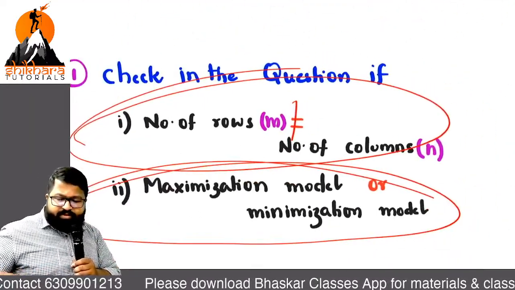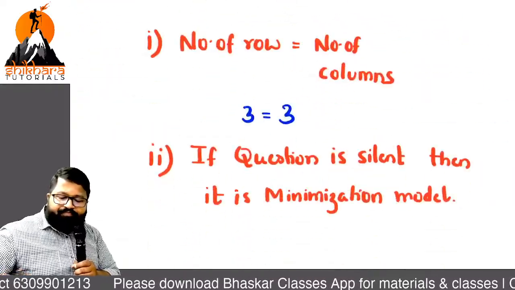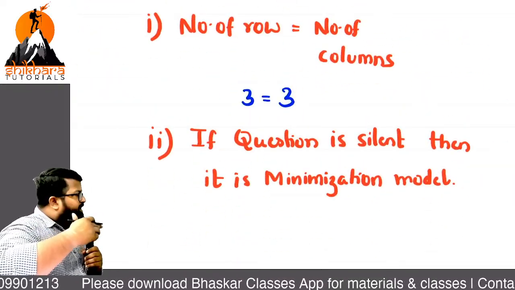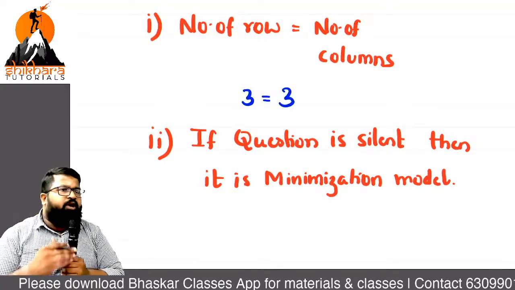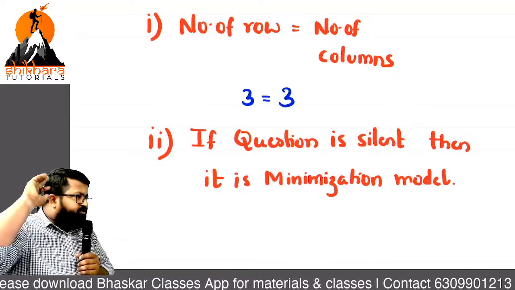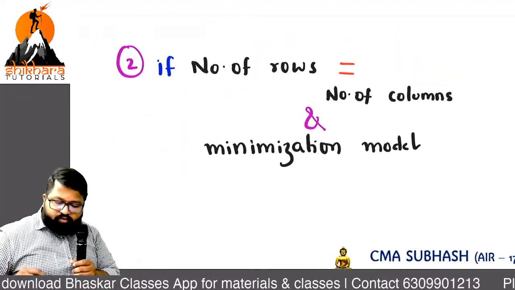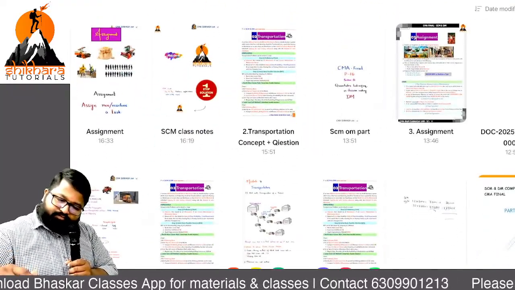Next, what is the next aspect? If they are not balanced, we have to balance them. If they are balanced and it is a minimization model, superb. We can proceed with the answer. I will explain that once.